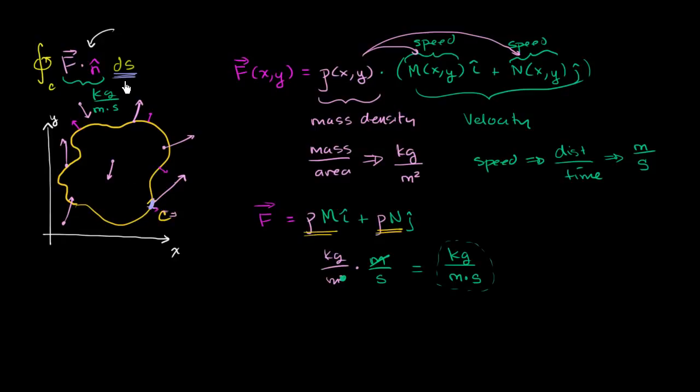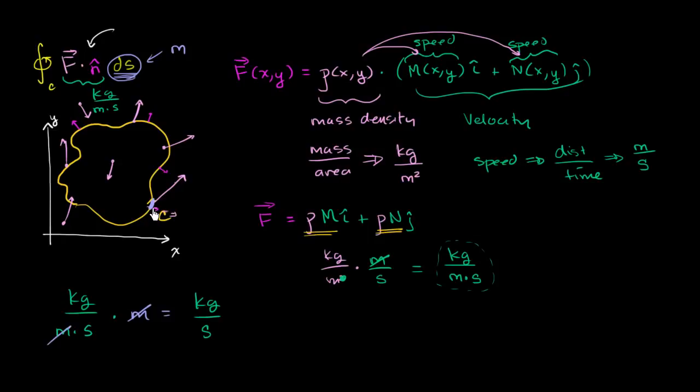Well, what are the units for ds? It's going to be a unit of length. We'll just go with meters. So in this whole integral, you're going to have kilograms per meter second times meters. If you were to multiply that times meters, what do you get? Well, this meter is going to cancel with that meter, and then you get something that starts to make sense. You have kilograms per second. And so this hopefully makes it clear what's going on here.